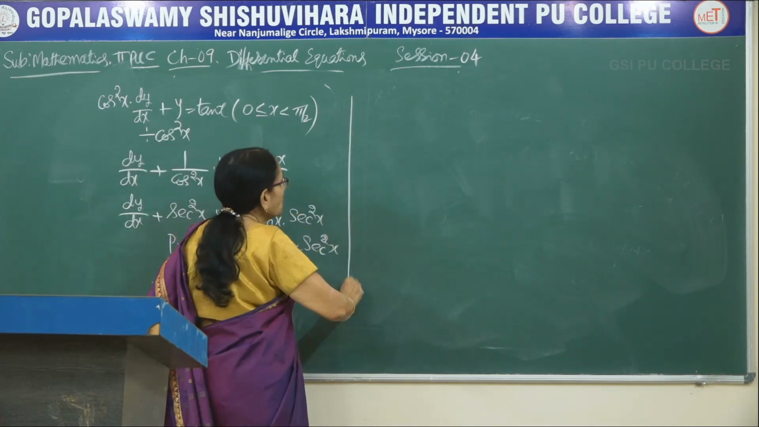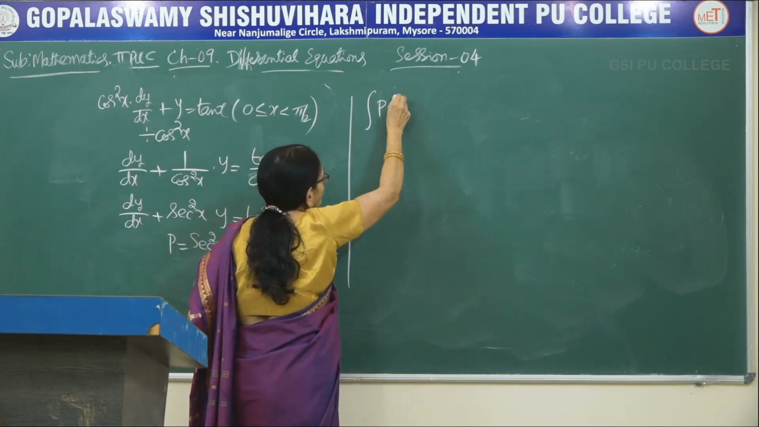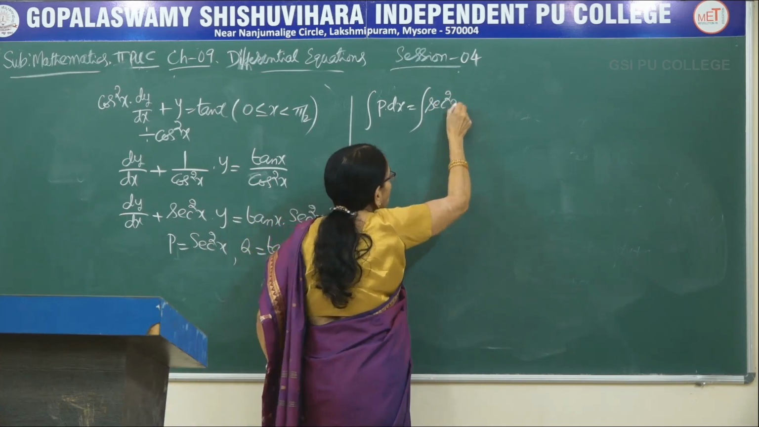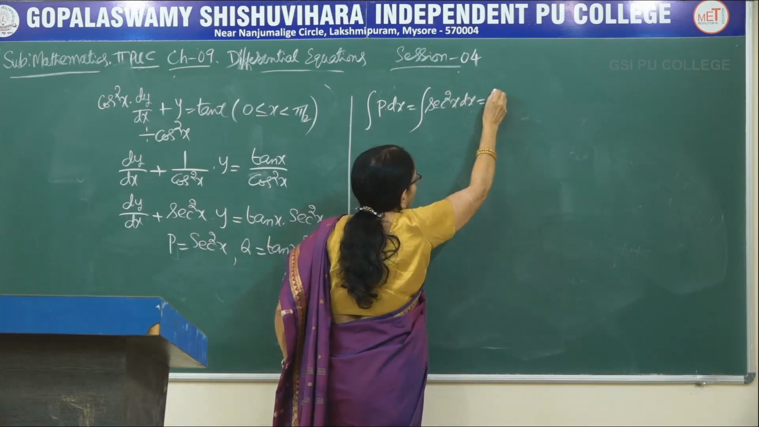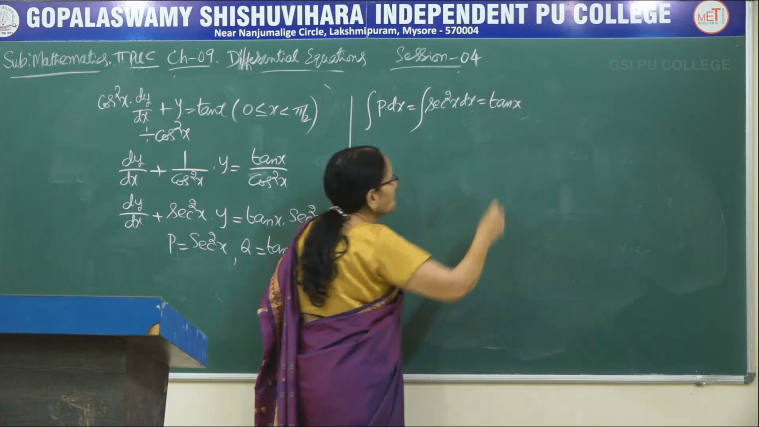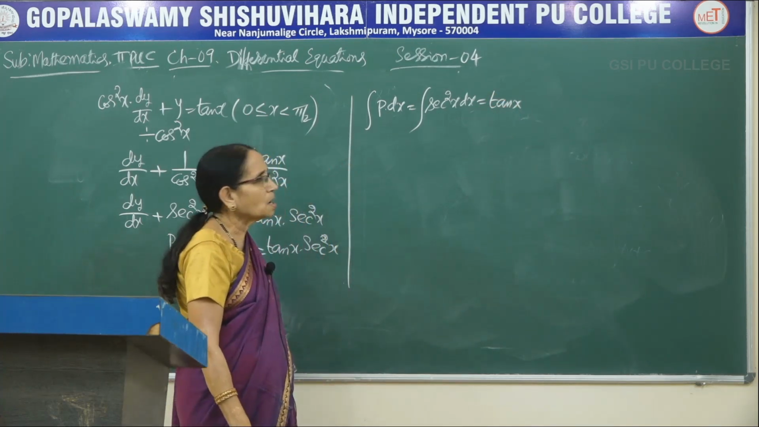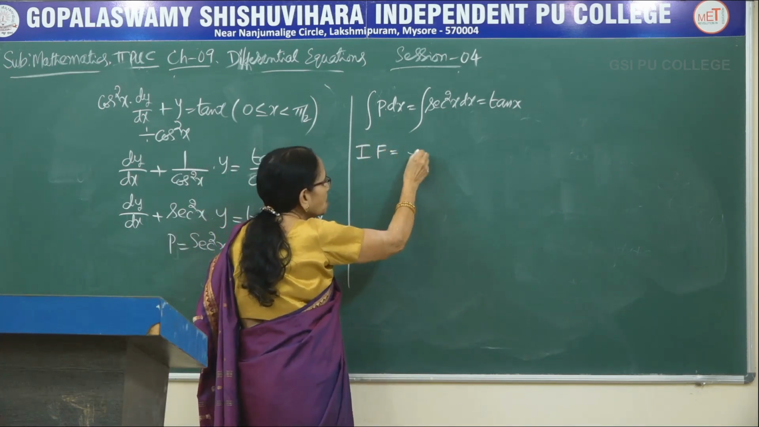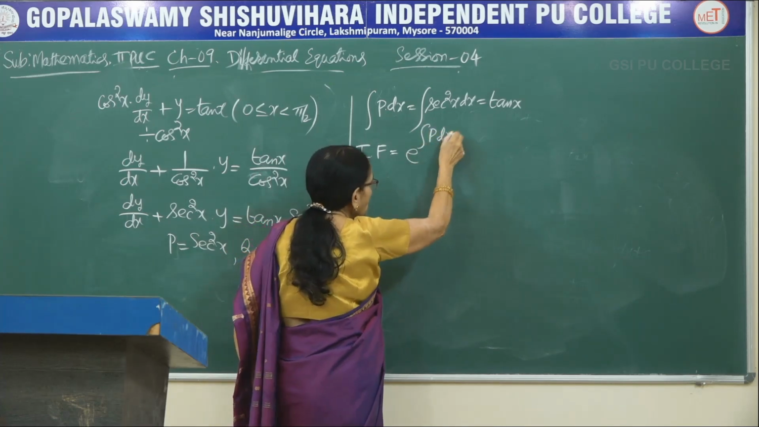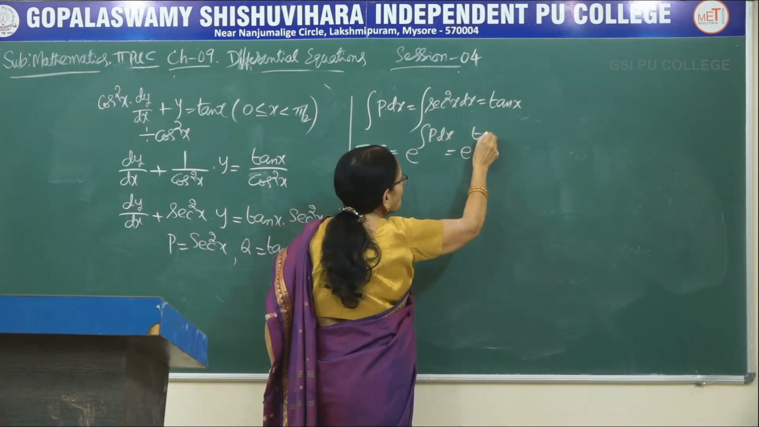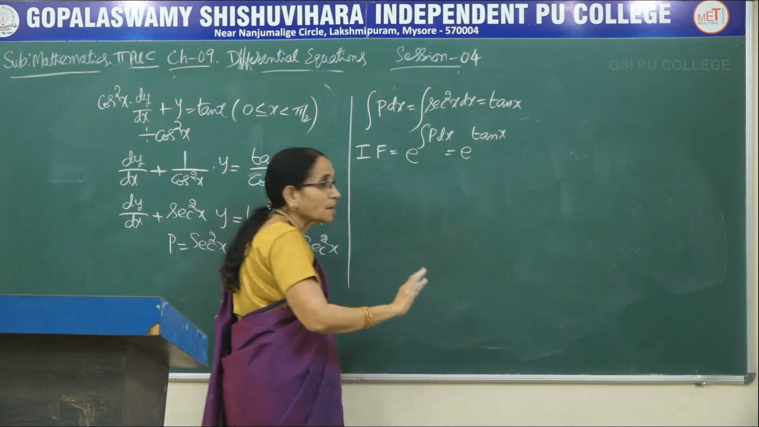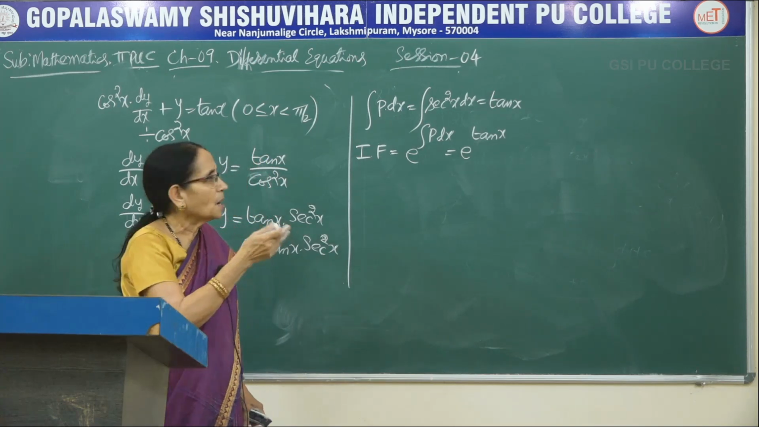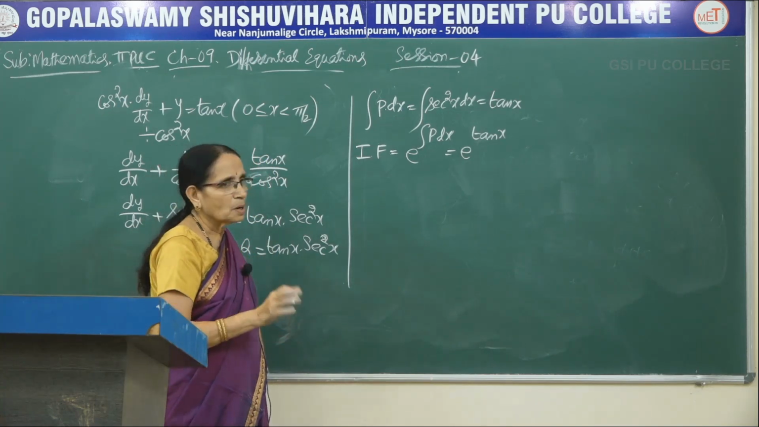What is our first problem? We have to consider integral P dx. What is P here? Integral secant square x into dx. It is a standard function, it is tan x. So, the integral P dx is tan x. Now, what is the integrating factor? It is e to the power integral P dx, that is e to the power tan x. I cannot do any simplification here, only when e power some logarithmic function is there, I can use the information. It is e to the power tan x.